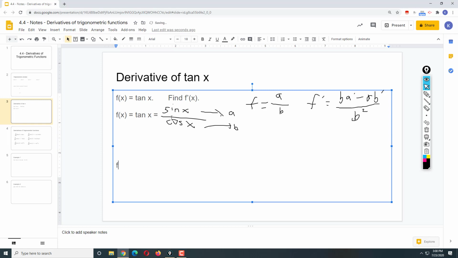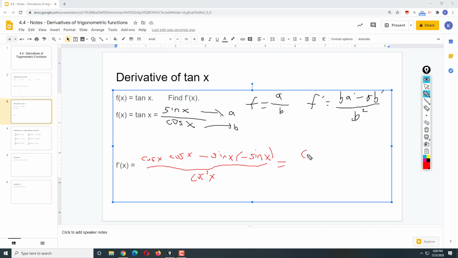Therefore, the derivative of f of x has to equal low, cosine x, d high, the derivative of sine x, which is just cosine x again. So cosine x, minus high d low: high is sine x, d low is the derivative of cosine x. The derivative of cosine x from the last lesson is negative sine x, over the square of what's below. Well, b squared is cosine squared x.